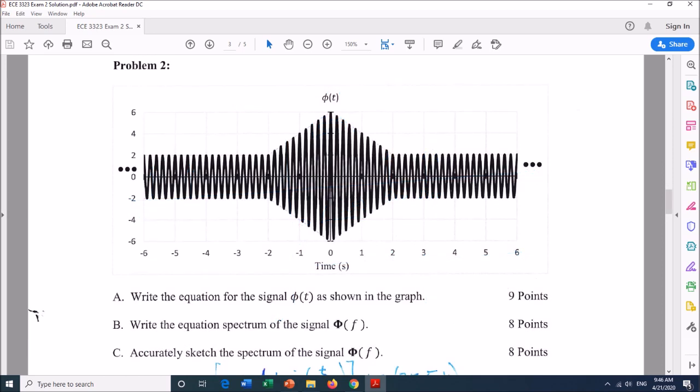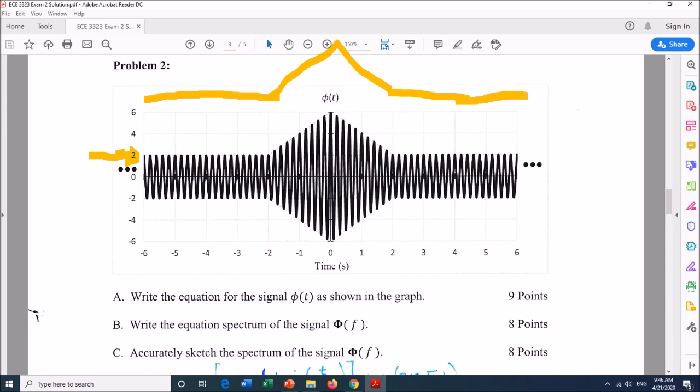Okay, problem number 2, write the equation as shown in this graph. So what I see is an amplitude modulated signal. The envelope is, see, we've got a constant value of 2 here, and then on top of that is this triangle shape. So if I can write an equation for a constant and a triangle in the middle and then a constant, that would be the envelope for this amplitude modulated signal. That's the kind of equation I want to write.